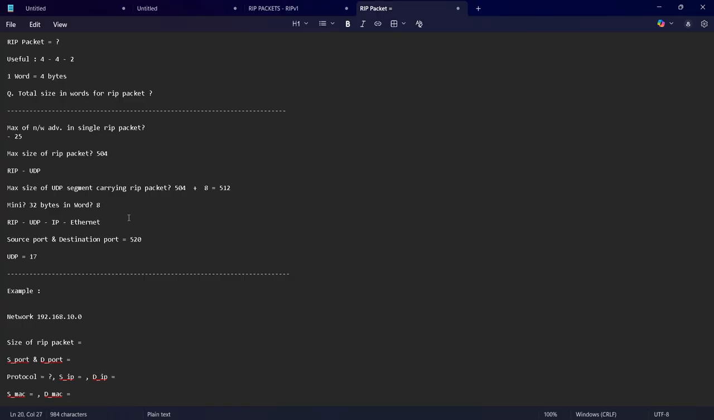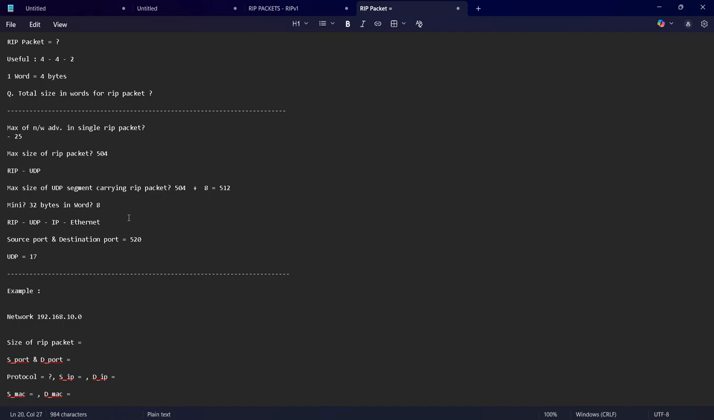Now, as we know, there is source IP and destination IP, and also we know that there is destination MAC and source MAC. So similarly, in layer 4, we have source port and destination port, and the value for RIP in that we use is 520, right?